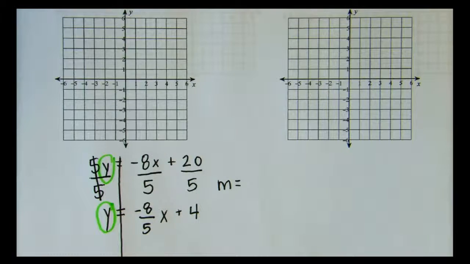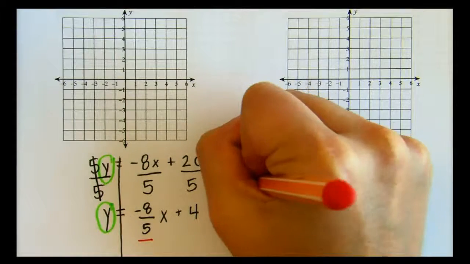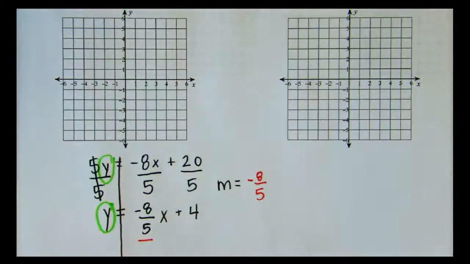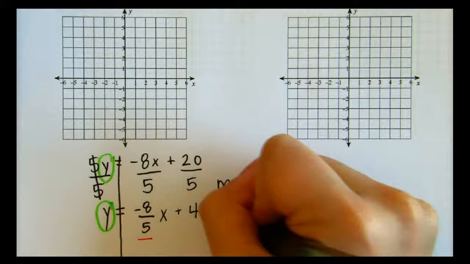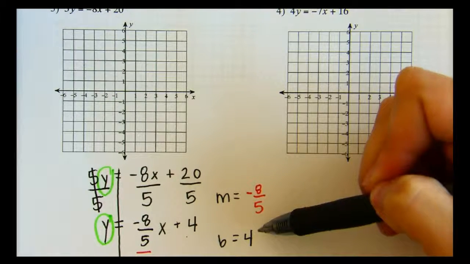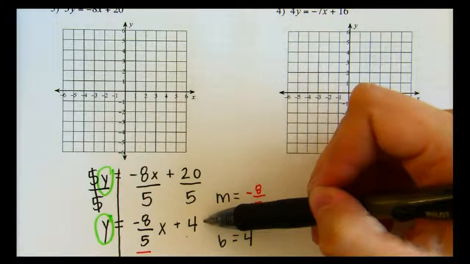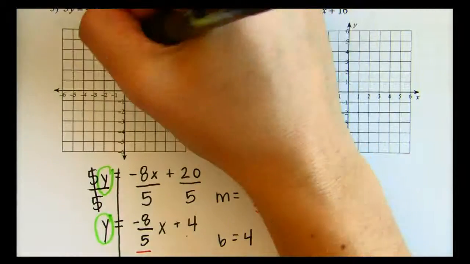Perfect, so I'm looking for the number in front of x, which is -8/5. What is my y-intercept, my b value? Perfect, that value is 4. So now, as I go to graph this line, I'm going to start off with my y-intercept. Since it's a positive 4, I'm going to go up 4 units. 1, 2, 3, 4.